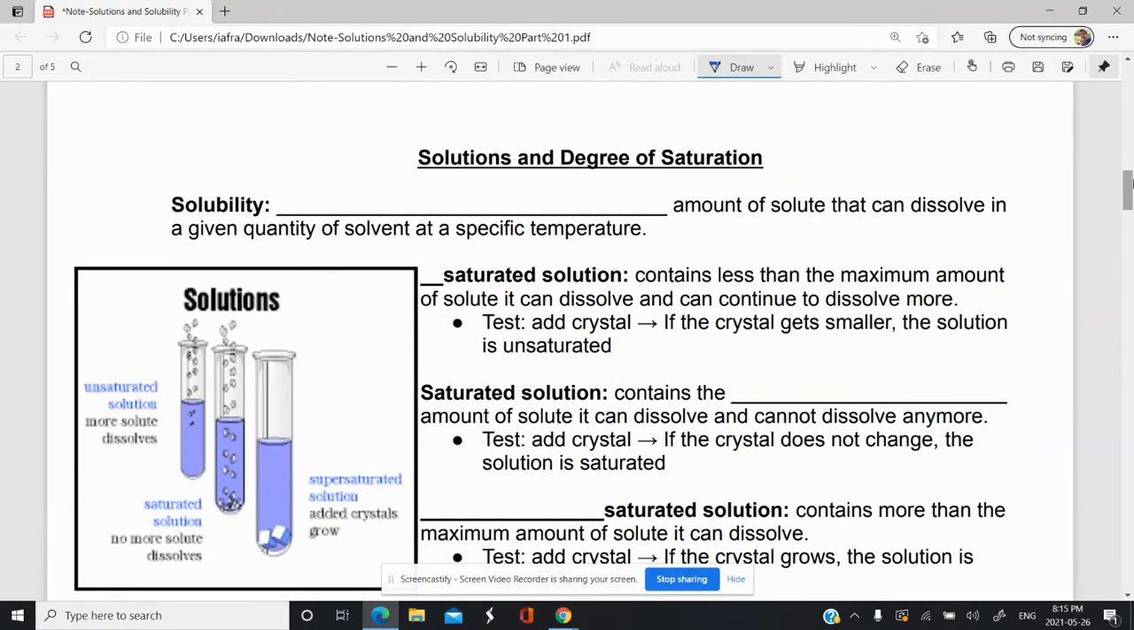So we saw that the solubility is the maximum amount of solute you can dissolve in a specific or given quantity of solvent at a specific temperature, because temperature affects how much can dissolve in something. And we saw you can describe solutions in three main ways based on their solubility.